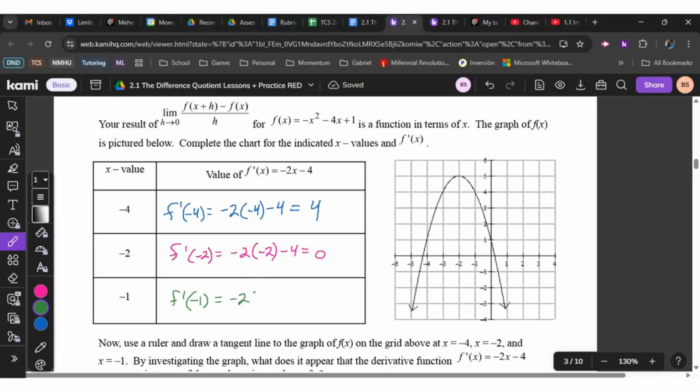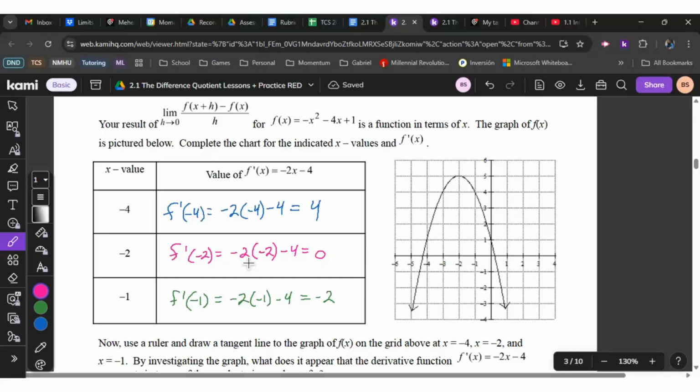All right, so -2 times -1 minus 4, that's 2, right? -2 times -1 is 2, minus 4 is -2. We're going to start with the easiest one, and we're going to actually draw out these tangent lines and see if we're correct. So this is the easiest.